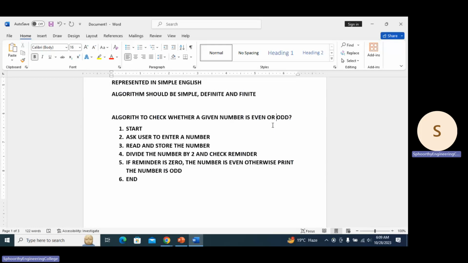After processing, what are you doing? You are checking the remainder. If the remainder is 0, then the number is even. If the remainder is 1, the number is odd. So you are supposed to make a decision.